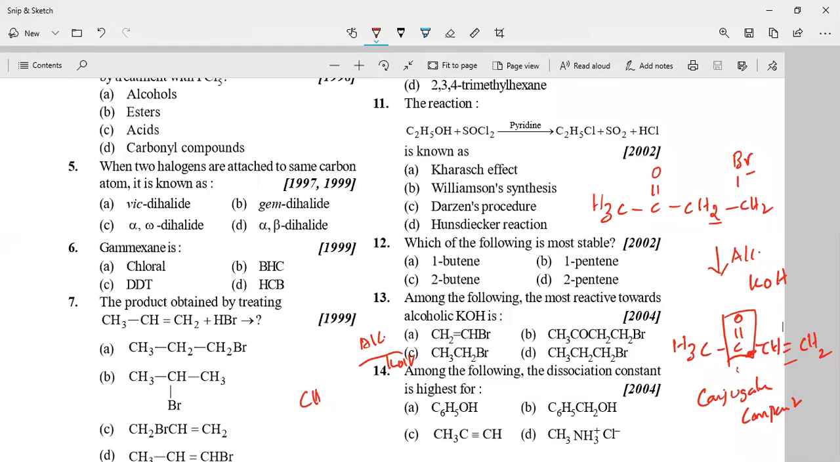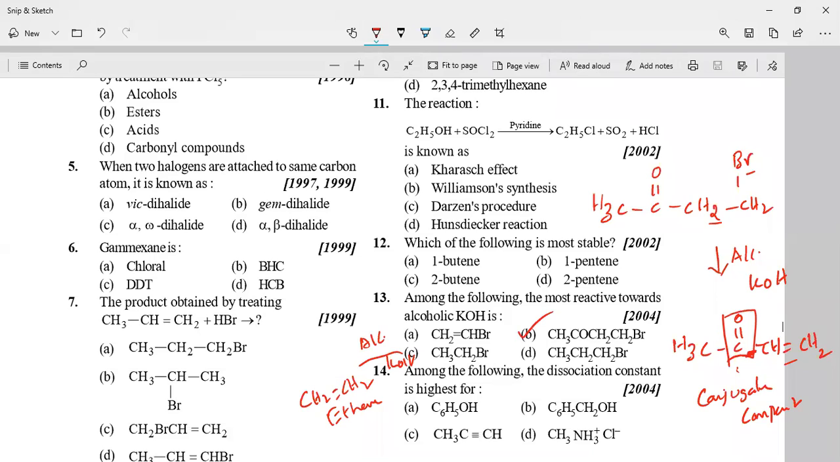Upon treatment with alcoholic KOH, you are going to get ethene. And here we are going to get propene. No conjugation in D and no conjugation in C. Only conjugation in B. The conjugated products are more stable. So option B is correct.